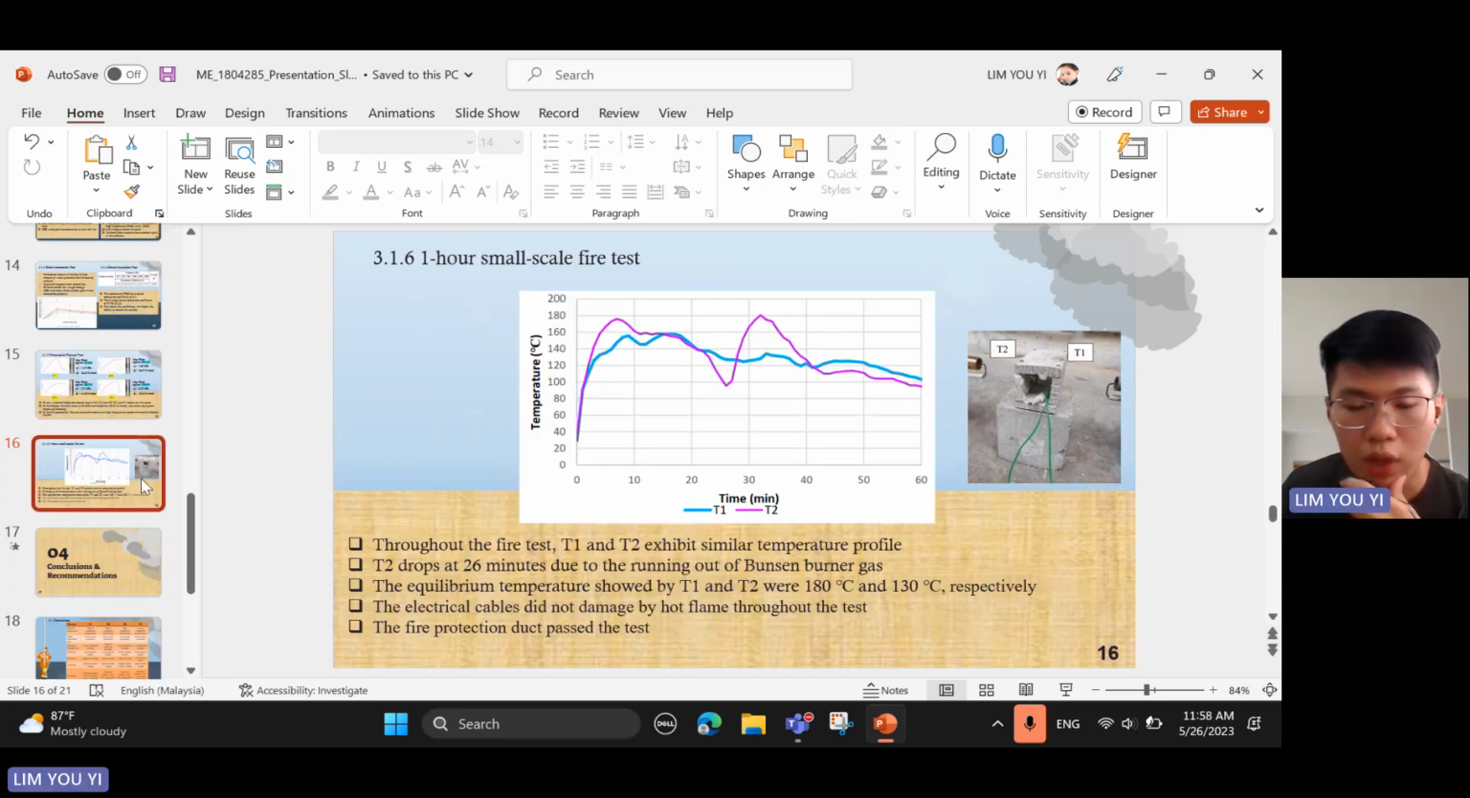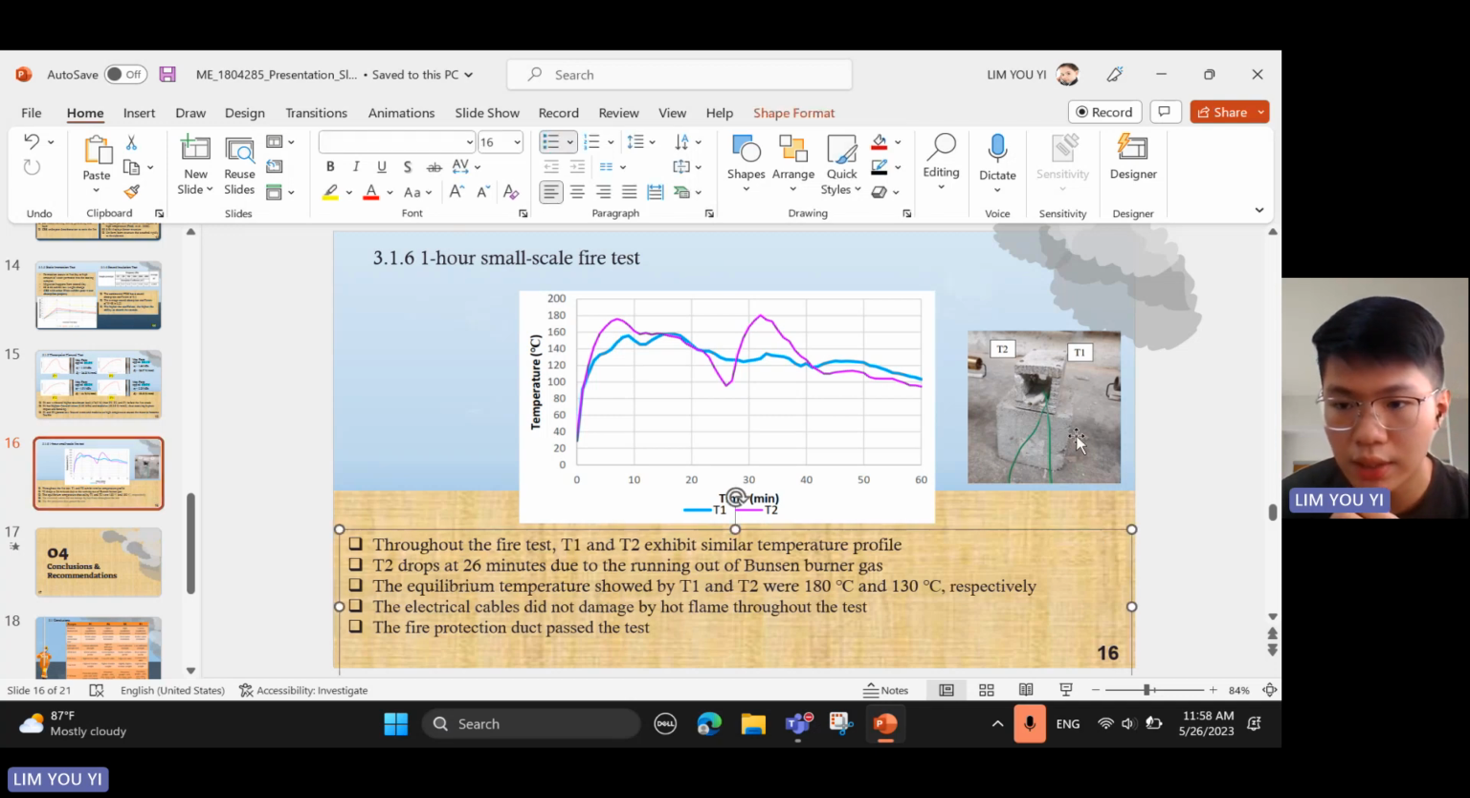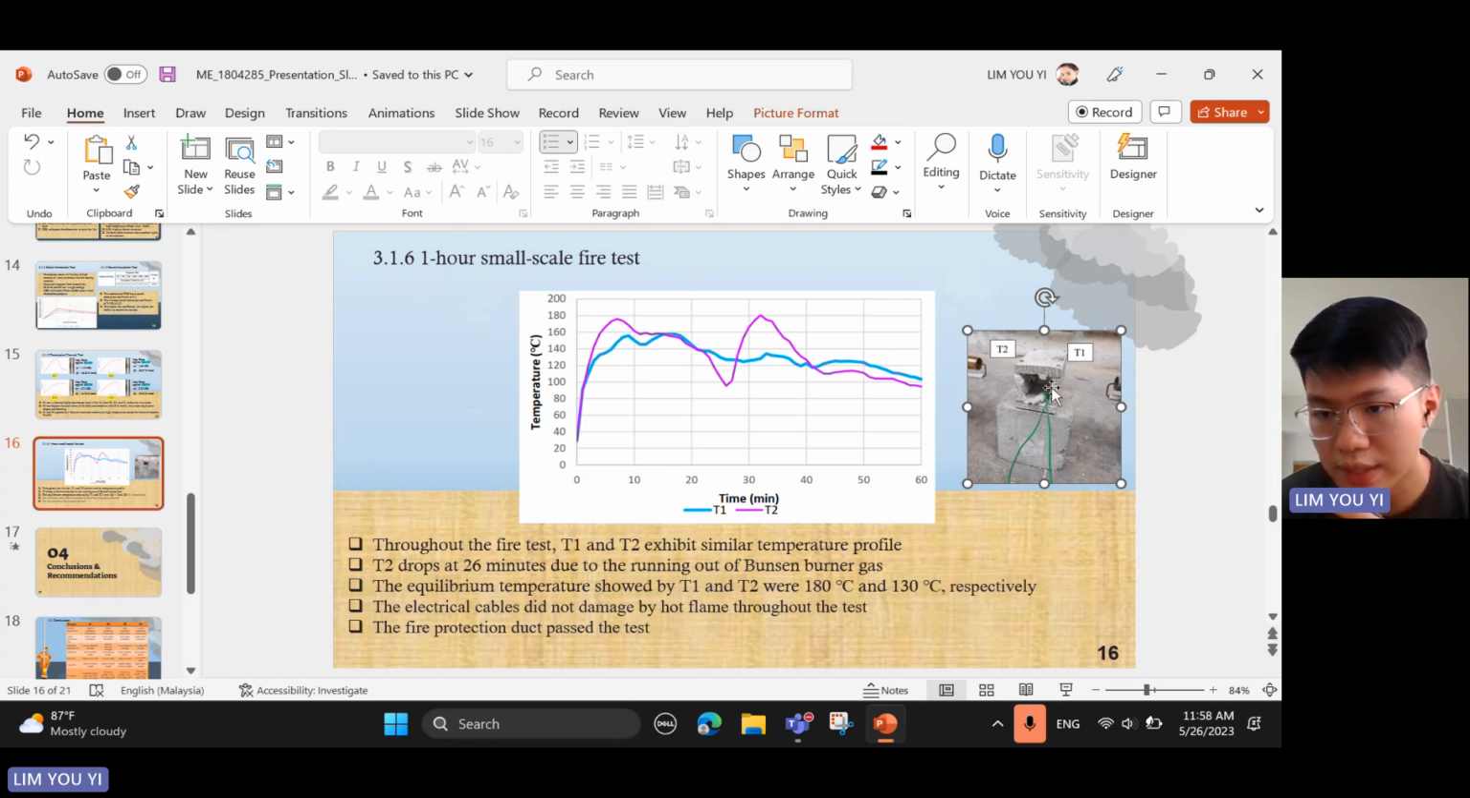Last but not least, the 1 hour small-scale fire test allows us to determine the temperature profile on both sides of the fire protection duct and also its ability to protect the electrical cables throughout the 1 hour fire test. While conducting this experiment, we attached two temperature sensors. One of the sensors is at the right side of the fire protection duct. We name it T1, and the other one is attached to the left side of the prototype of the fire protection duct. We name it T2.